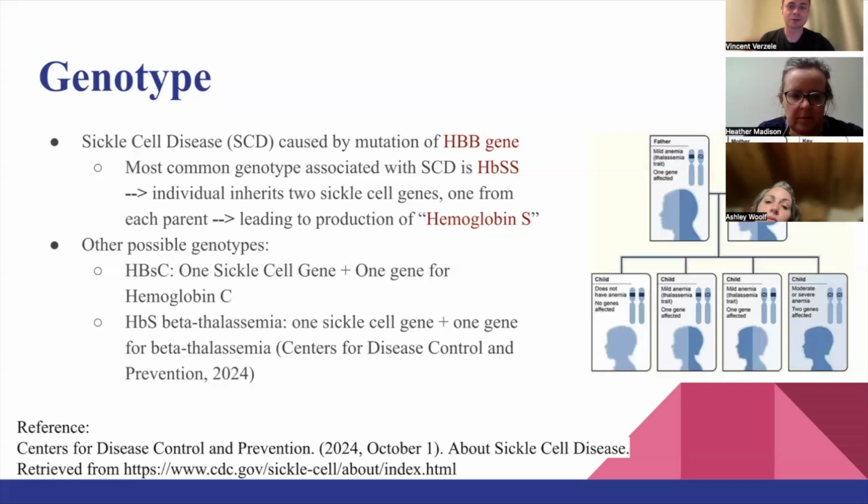But again, the severity will depend on whether the individual has beta 0 or beta plus. And so the complications can be like the ones I mentioned before: anemia, vaso-occlusive pain, or organ damage, depending on the particular type of gene.